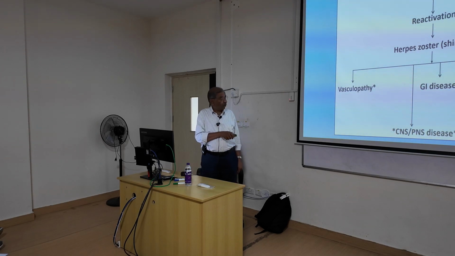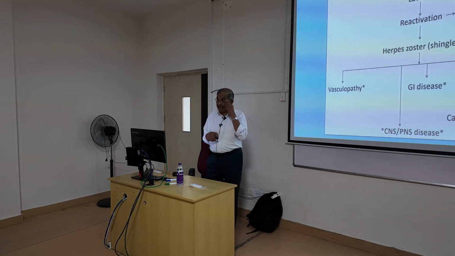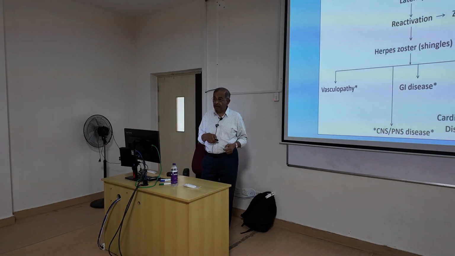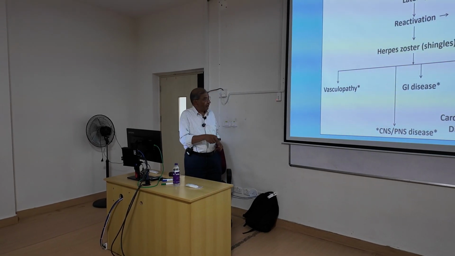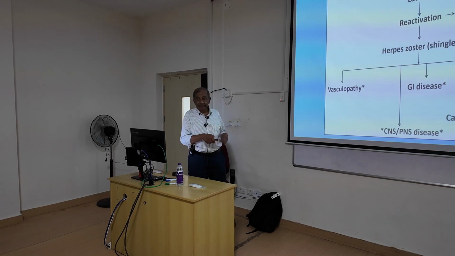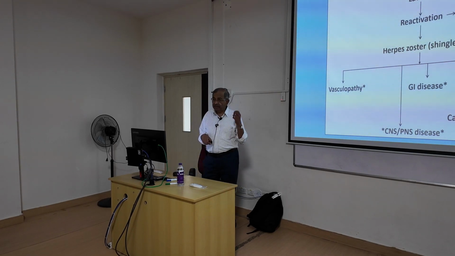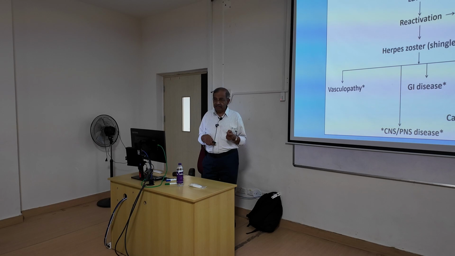Vasculopathy is stroke, central nervous or peripheral nervous disease, GI, gastrointestinal disease, cardiac, pulmonary disease, and a lot of eye issues. People can go blind. So all of these complications can happen in the absence of rash. So this is a big challenge to the clinicians.